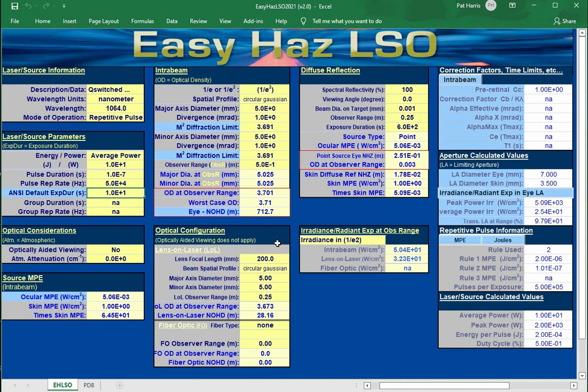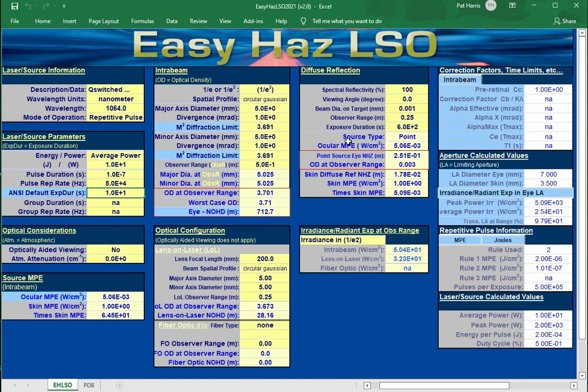Let's see. What else do we want to talk about here? Let's talk about the diffuse reflection. Since this is a marking system, typically they're enclosed, except right where the marking head is, where we're marking the material, because a lot of times, unless this is a dedicated production line system, it won't be fully enclosed around this marking head.